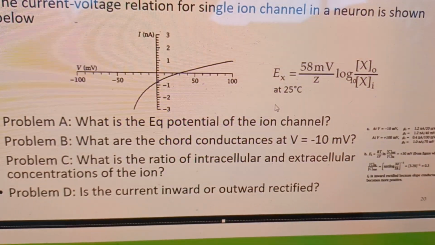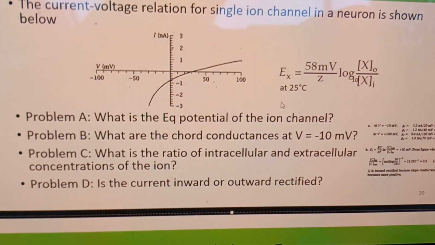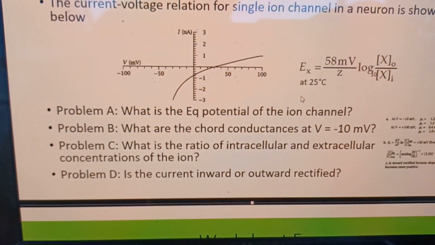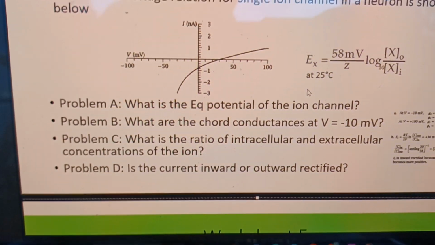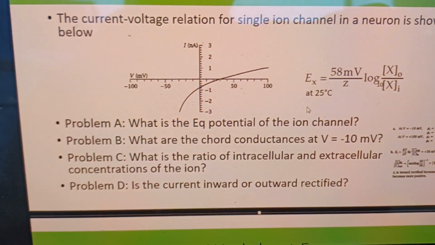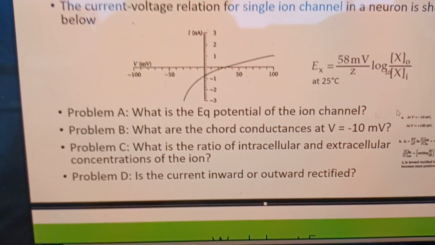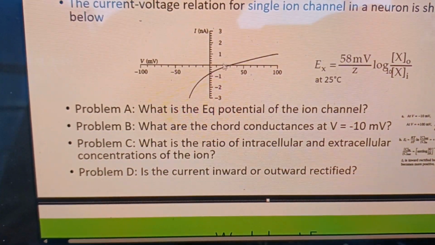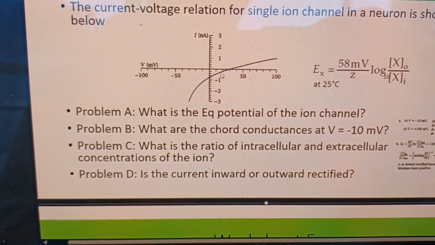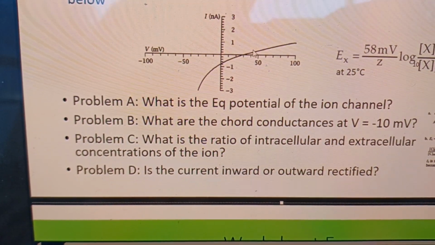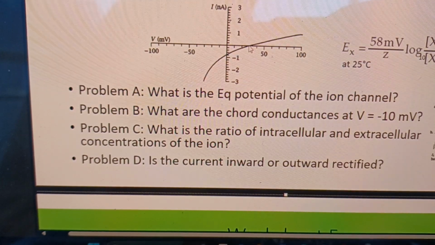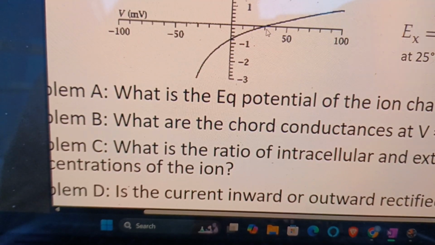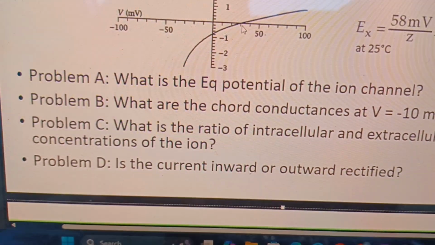So now we're given a VI curve, and the problem is: what is the equilibrium potential of the ion channels? We all know the equilibrium potential is a steady state potential. Equilibrium potential, in other words steady state, means that the number of ions going through the membrane needs to be zero, so the I is zero. When the I is zero, we see that the V is equal to about 30 millivolts. So that's the equilibrium potential of this ion channel.